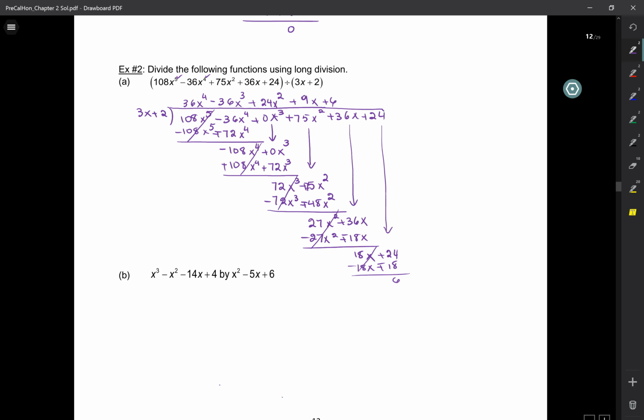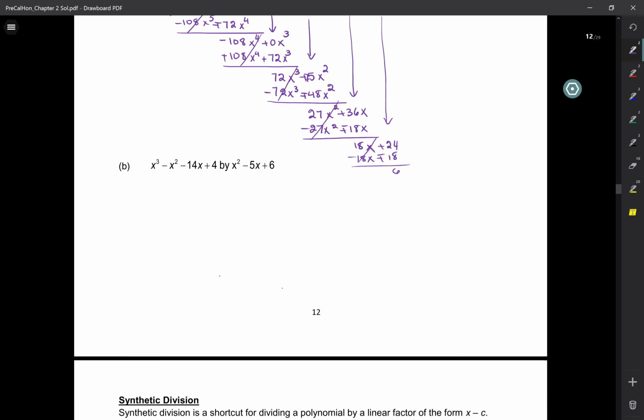So now the answer here is going to be the quotient plus the remainder over the divisor. Okay, so that's the final answer. All right, in a case like this, here I have x to the 3, 2, 1, 0, so I'm good, and I write that in here.